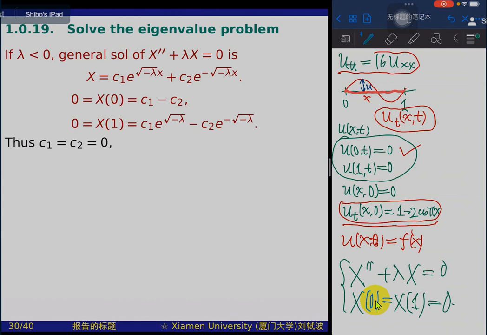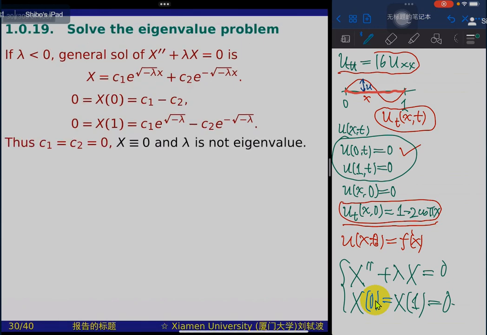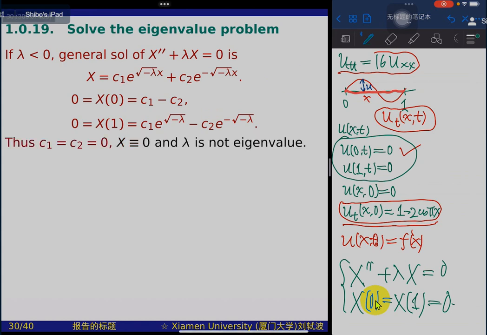Although I have misplaced a sign, the minus sign should be a positive sign, this does not affect the conclusion that C1 and C2 are both 0. Our capital X is given by a linear combination of exponentials with coefficients C1 and C2, so since they are both 0, we conclude that X is identically 0. So when lambda is negative, the eigenvalue problem only has the zero solution. It does not have a nonzero solution, which means that lambda is not an eigenvalue.